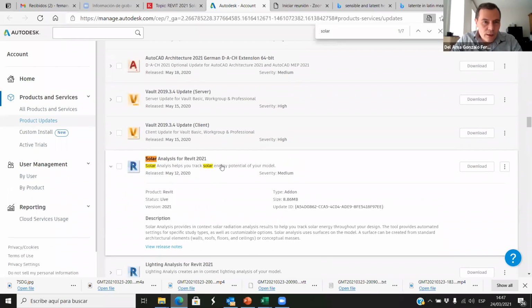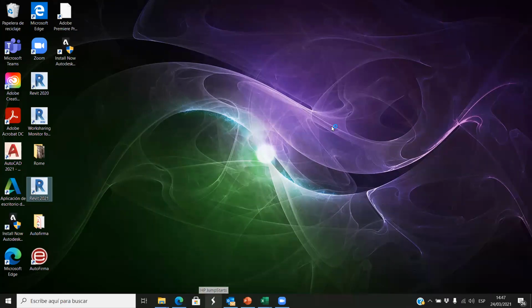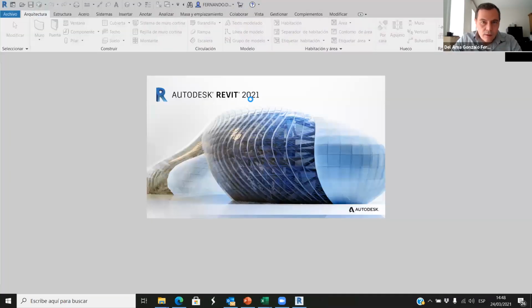So if you're working with the 2020, you can use the Insight. But if you're working with the 2021, use this one. I have tried it, and I have uploaded the 2021 version on my computer, and it works.